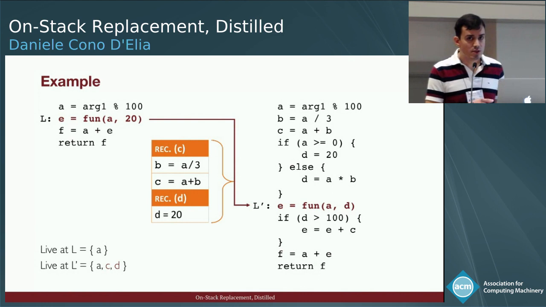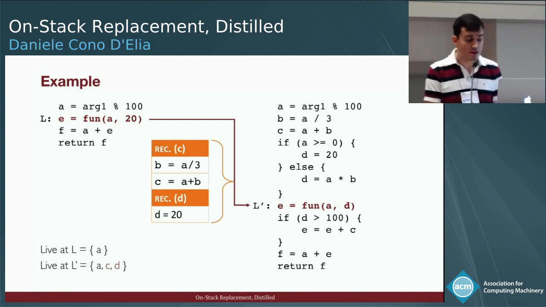Since the transformations that we use are live variable equivalent, a is already holding the correct value. We have to focus on reconstructing c and d. Well, for d it is easy. d is a constant value, so we can just start with the compensation code and instruction d equals 20.